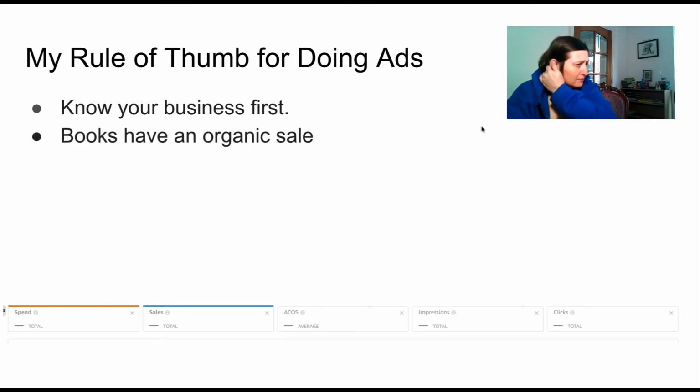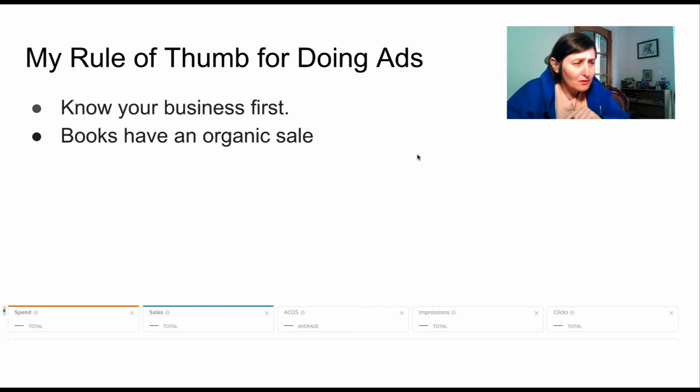Also, your book should have organic sales. Again, back to the same thing, know your business first. If your books are already having organic sales, you can help them along. And Amazon also recognizes this, that if you've got organic sales, they actually keep you at a lower bid. And people who haven't got organic sales might need to pay a higher bid to get to the same place to sell. So if you've got organic sales, then I would use ads.